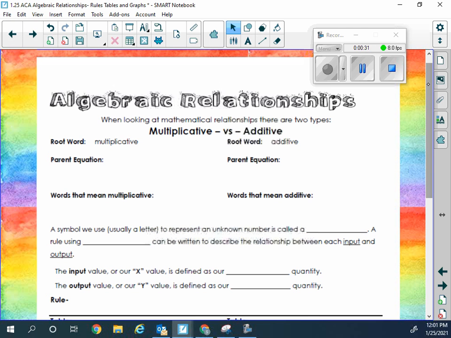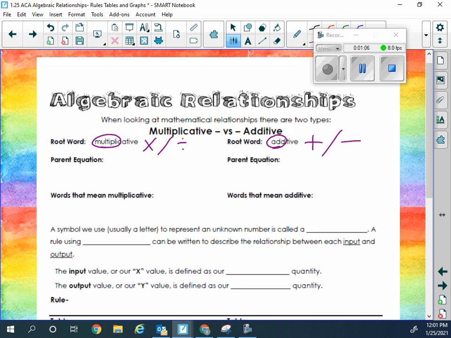We have multiplicative versus additive. Okay, so the root word in multiplicative is what? Multiply, which means we're multiplying. What's the root word in additive? Add, plus sign, right? And let's talk about this from last week, because some people were confused. You might see multiplication, but what else might you see with multiplicative relationships? Division, that's right. And with additive relationships, you might see plus, but you might also see minus. Remember, we talked about that.